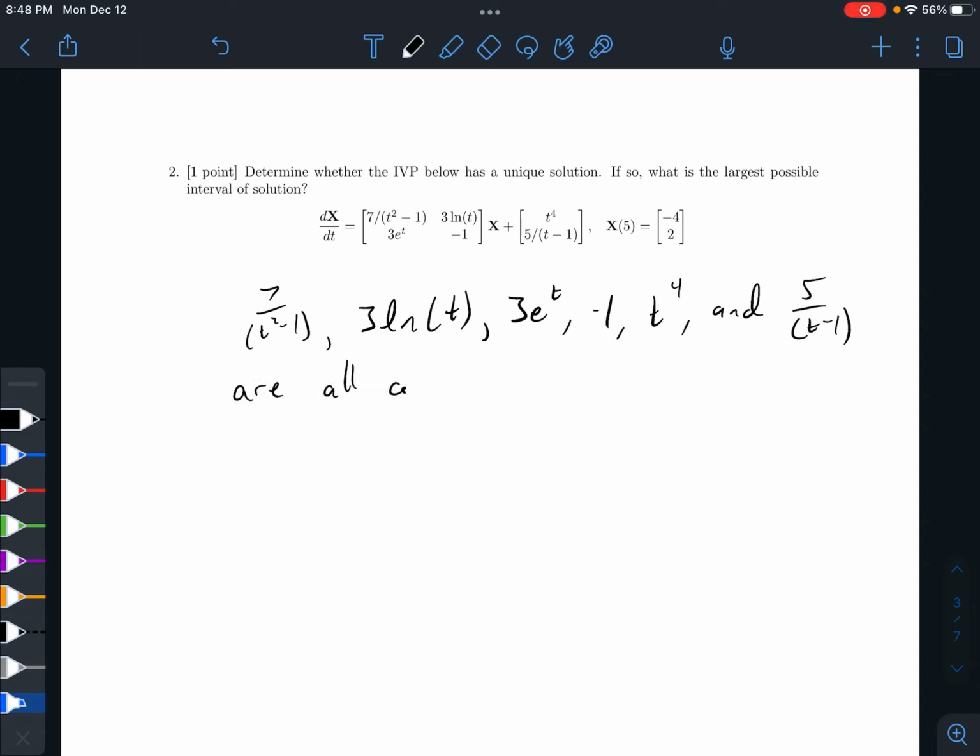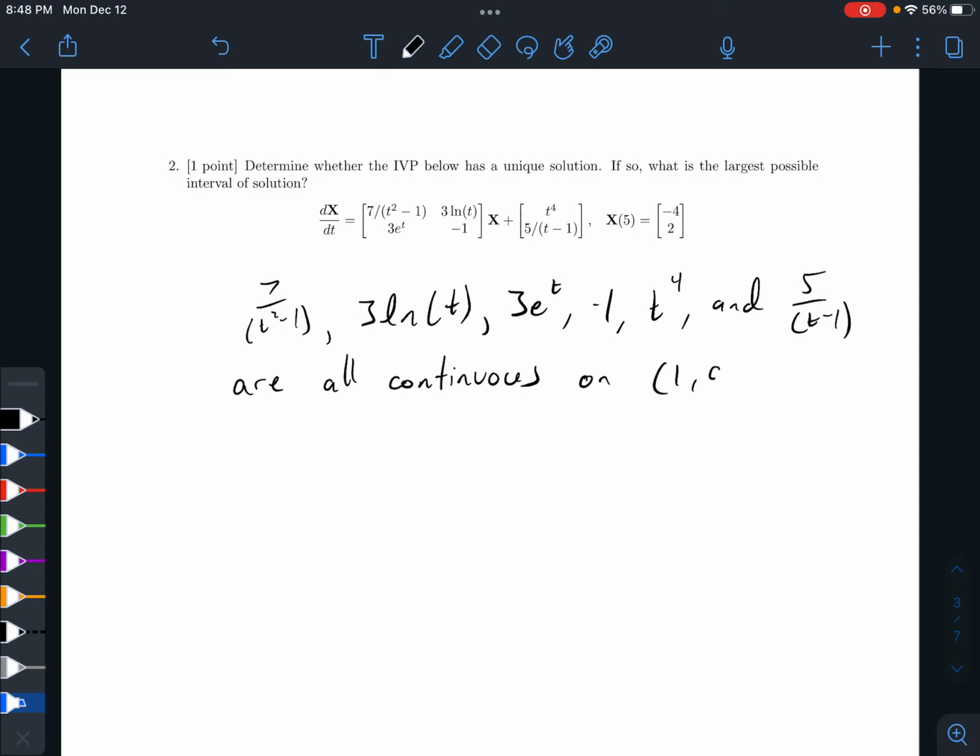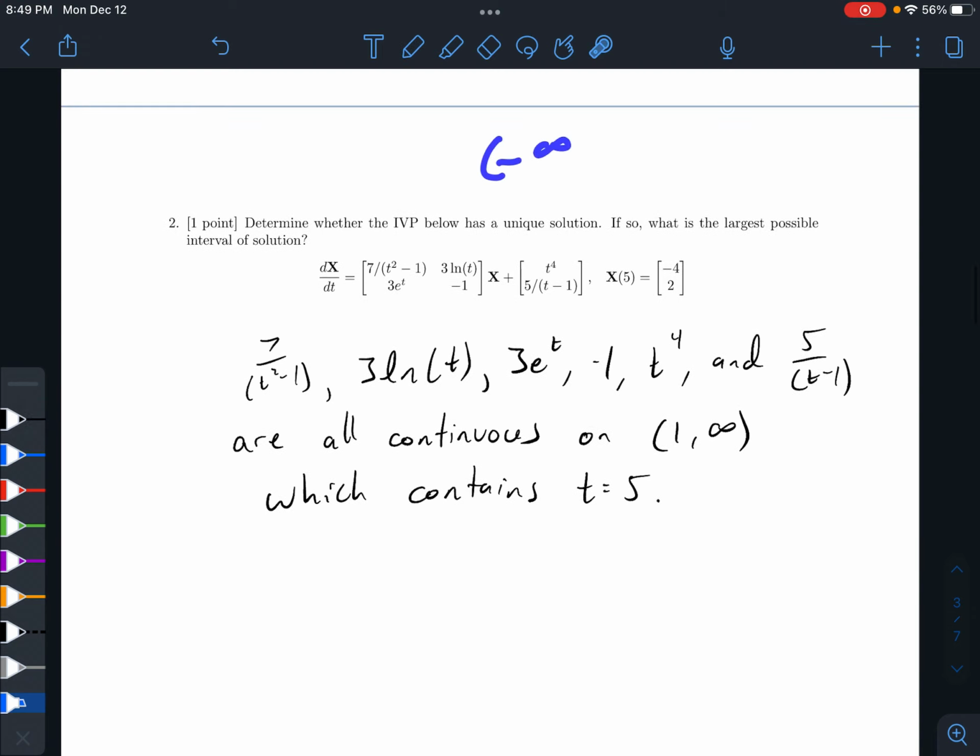So these are all continuous. Now we need to find a common interval that they're all continuous on, which contains the point t equals 5. The interval we should pick would be 1 to infinity, just to avoid the problem points of 1, negative 1, and 0. And t equals 5 is contained in that. We could have also had the options of negative infinity to negative 1, or negative 1 to positive 1, and then our option of 1 to infinity.